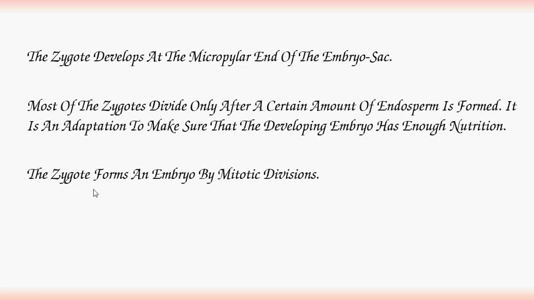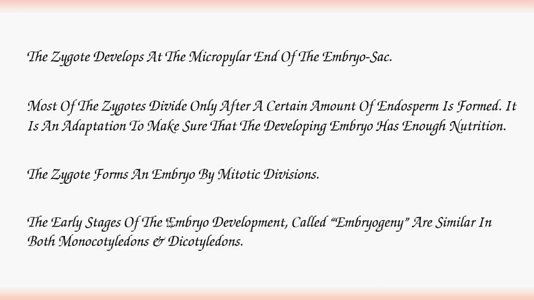The zygote forms an embryo by mitotic divisions. The early stages of the embryo development, called embryogeny, are similar in both monocotyledons and dicotyledons. In both, the early development of embryo is the same. So simply we can say embryogeny is similar in monocots as well as in dicots. What is embryogeny? Early stages of embryo development.